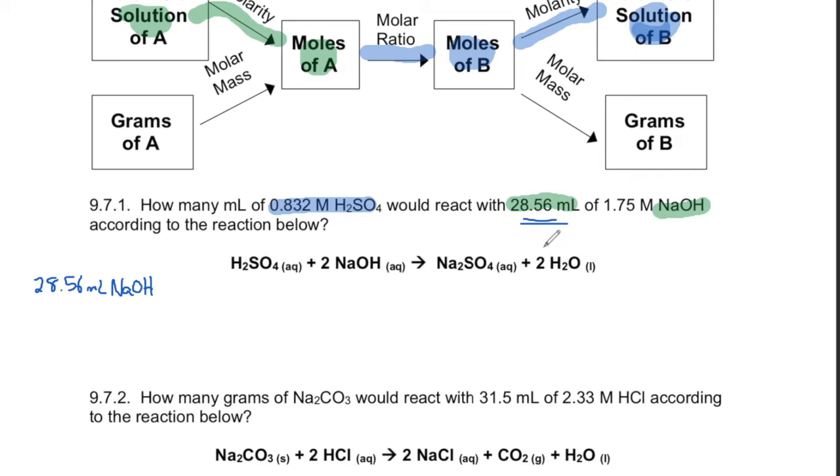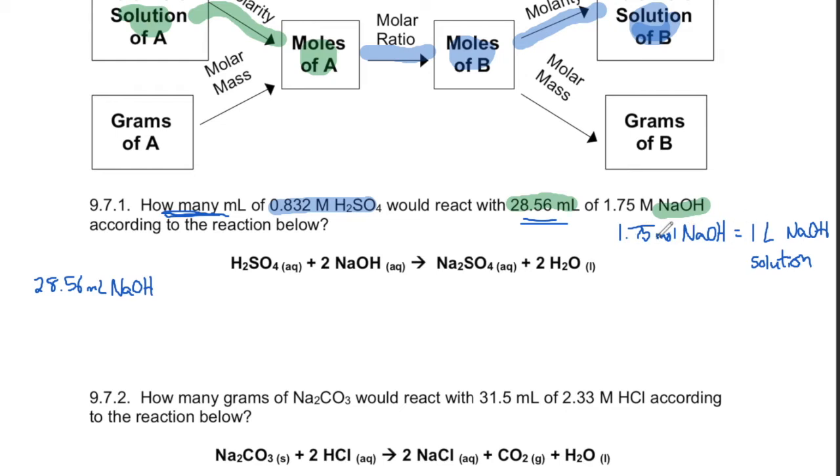So this is with what we're starting with, our amount of known substance. Sodium hydroxide in this case is our known substance because we know both the concentration and the volume. This one is partly unknown. We know the concentration but not the volume. The volume of sulfuric acid is our unknown. So we're starting here.